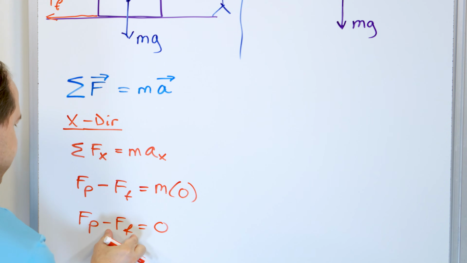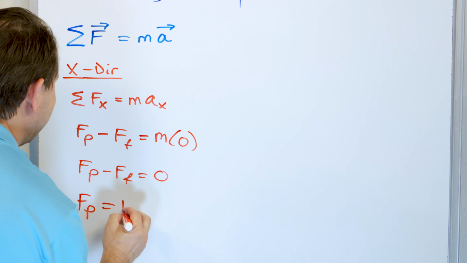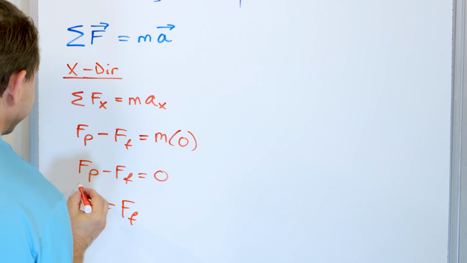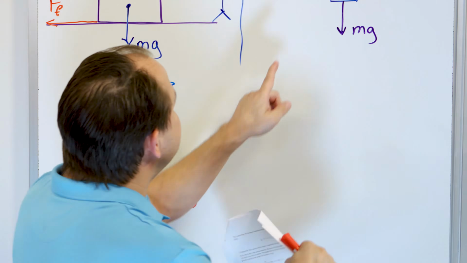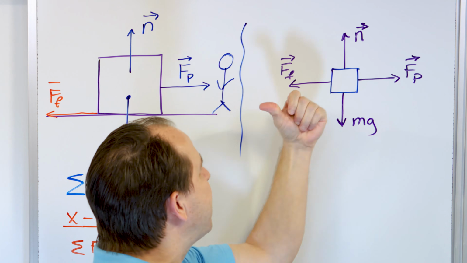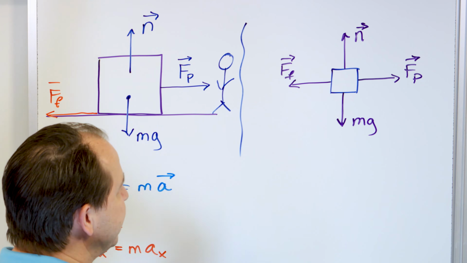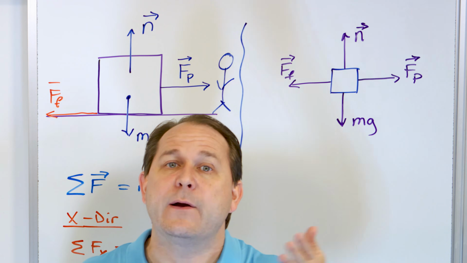And because it's equal to 0, I can move this to the other side, and I can say that the pulling force is equal to the frictional force. I can circle that if I want to. So now we've proven mathematically that this arrow pointed to the right has to be exactly the same length and strength as the frictional force pulling to the left. Because if it wasn't that way, then the thing would be accelerating.